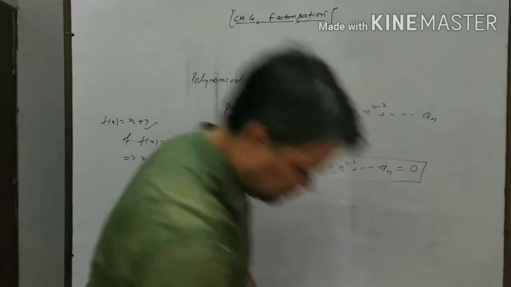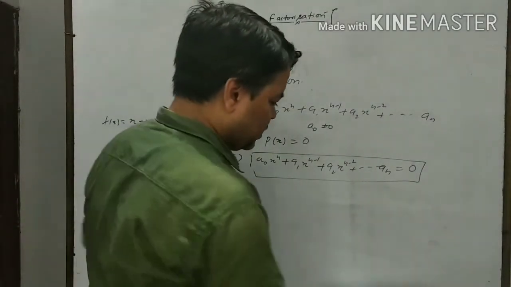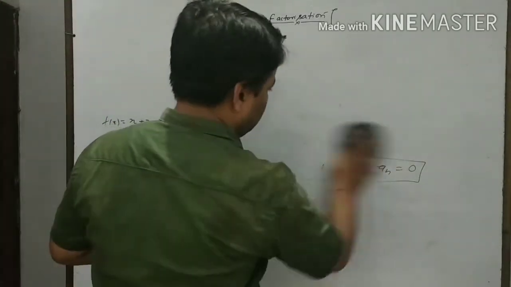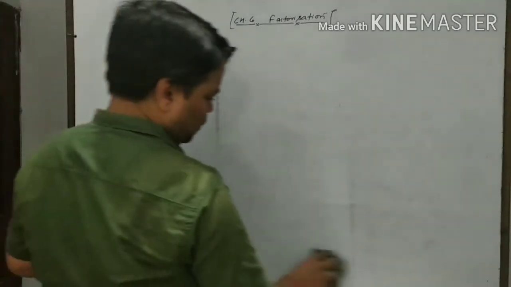Now we just discussed the polynomial equation. Now let us see about the equality of two polynomials.